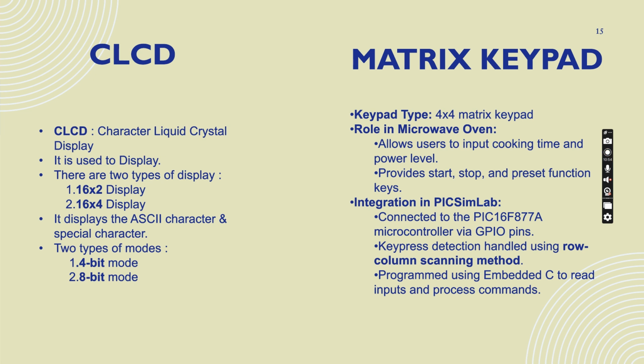So key press detection is handled using the row-column scanning method. We program the embedded C to read the input and process commands. That means user inputs are taken by using a matrix keypad.